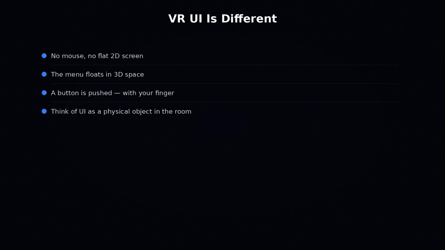User interface in VR is different from anything you have built before. There is no mouse. There is no flat screen in front of you. Your menu lives in 3D space, floating in the room, and the user reaches out and touches it. A button is not something you click. It is something you push with your actual finger. Once you see UI as a physical object in the room, it all makes sense.